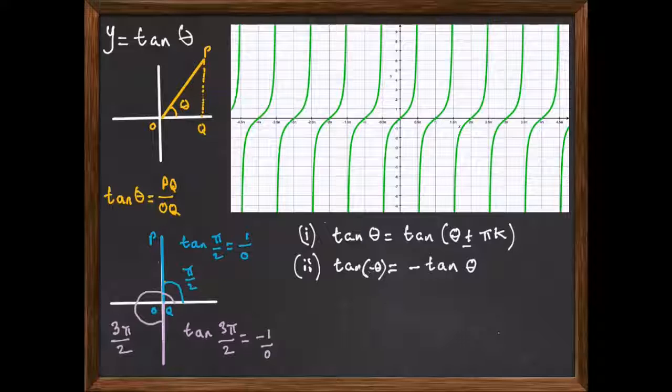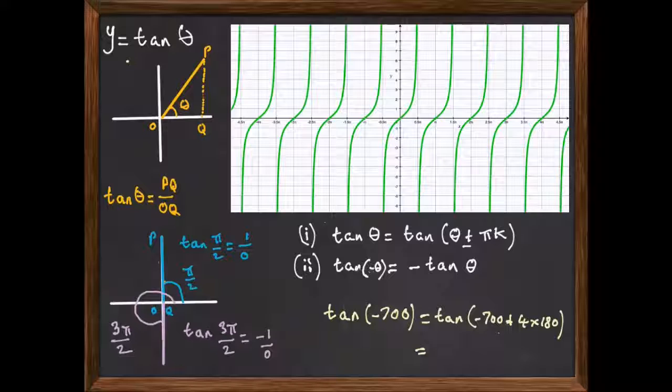Comparing the graph to the right and to the left of the y-axis, we observe that the tangent of minus theta is equal to minus tan theta. Let's express the tangent of minus 700 degrees as the tangent of an acute angle. We can simply add 4 times 180 to give tangent of positive 20 degrees.